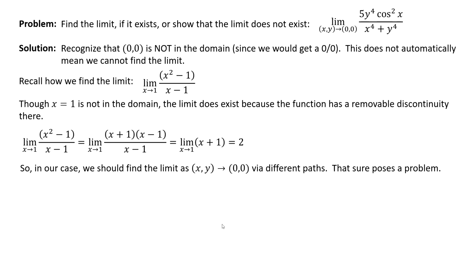So in our case, what we should do is find the limit as x, y approaches 0, 0 via different paths. And that sure poses a problem. Really? Now, ladies and gentlemen, slap yourselves on the face and wake up. We are on to some kind of a ride.